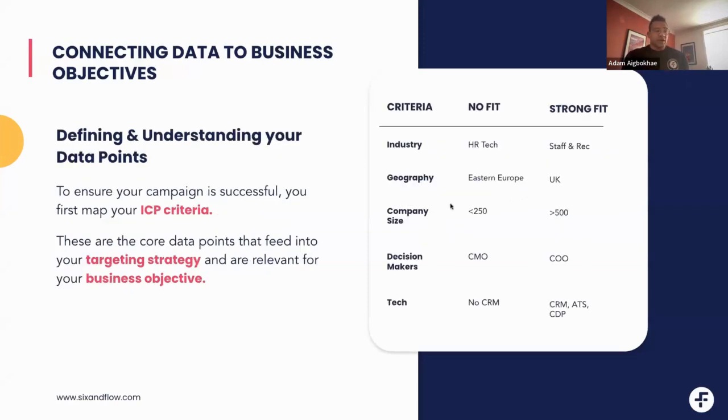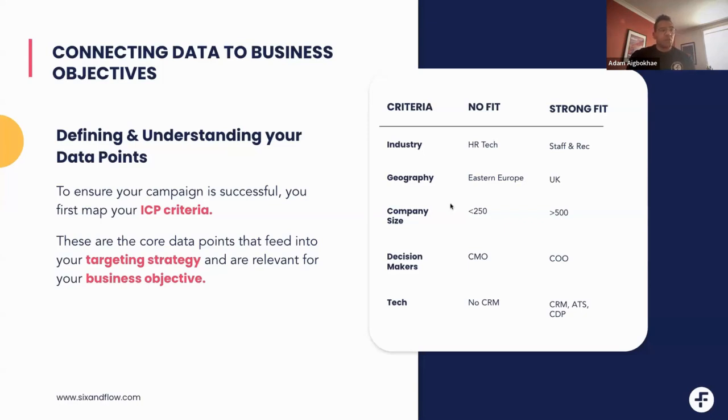So the way that we would normally do that is we will map out an ICP, an ideal customer profile. And then with that, we put in the core data points that we need to actually build this strategy and link into your business objectives. So for example, we're looking at things like industry, geography, company size, decision makers, and then the different tech platforms that they will use. But this needs to be specific to every company because no two ICPs are the same.